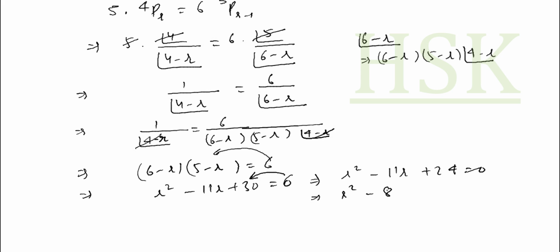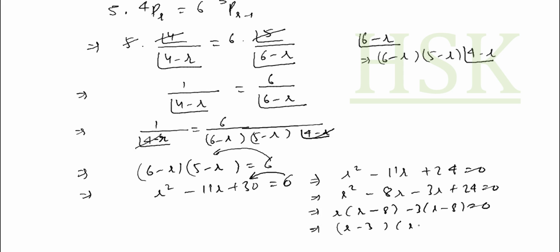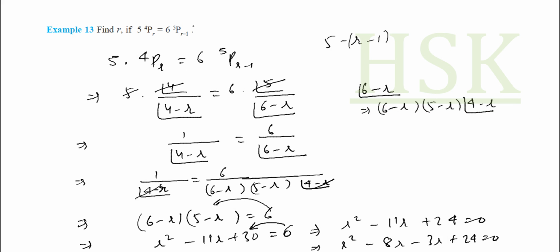On factorization, this will be equal to r square minus 8r minus 3r plus 24 is equal to 0. On taking r common, I am going to get r minus 8, minus 3, r minus 8 is equal to 0. So this gives me r minus 3 or r minus 8 is equal to 0. r is equal to 3 or 8. Now coming back to the question, here r can be equal to 3, r can be equal to 8.